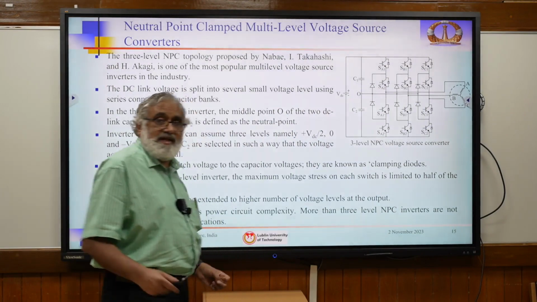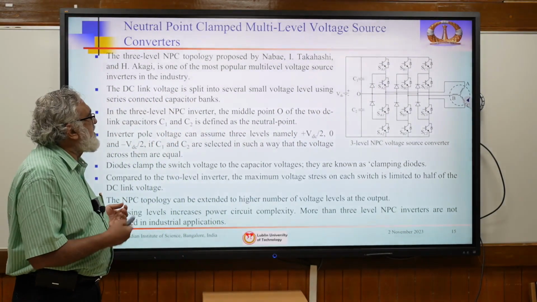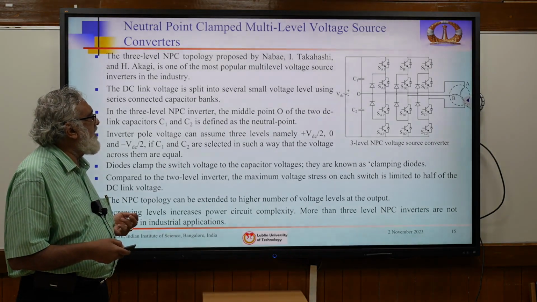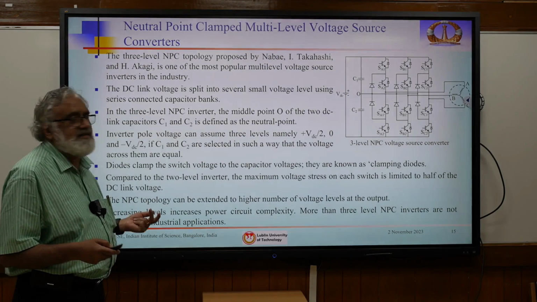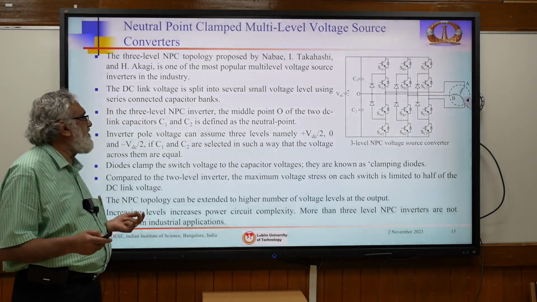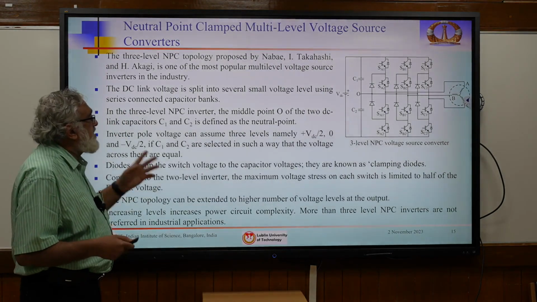So this is still the most popular circuit for medium voltage drives applications. This is proposed by the famous Japanese people Akagi, then Nabae, Akagi and Takahashi. Takahashi is no more; he passed away in a car accident. This is one of the most popular.